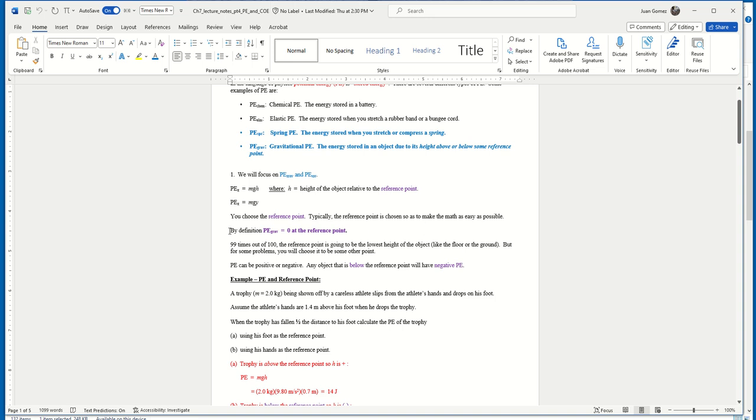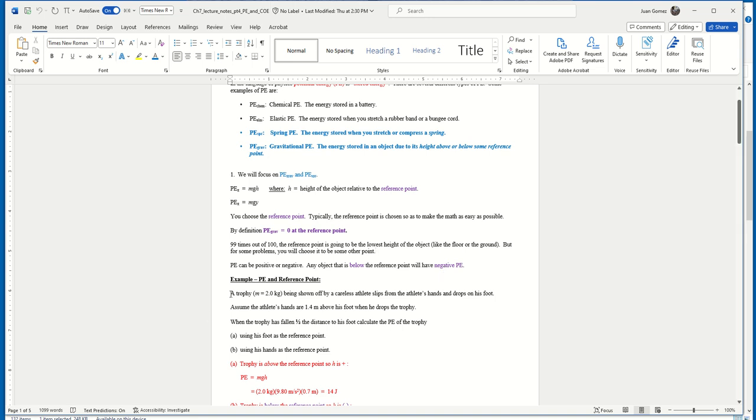By definition, with gravitational potential energy, at the reference point, the gravitational potential energy is 0. An object could be at that reference point, meaning it has no potential energy. It could be above the reference point, or the object could be below the reference point. And we'll do a few examples. Basically, you choose the reference point, guided by me. It's the point that you designate. You're saying, hey, the PE equals 0 at this point. And typically, you choose it to make the math as easy as possible.